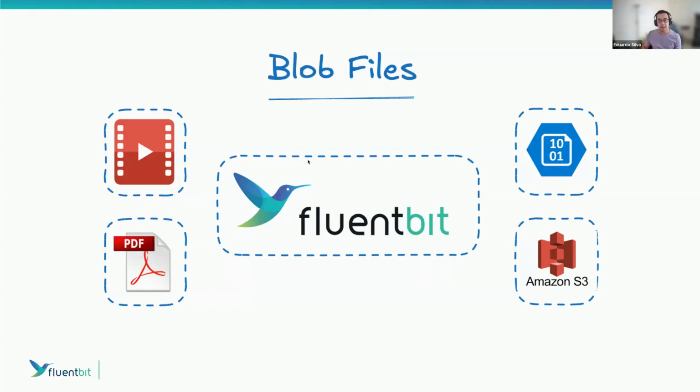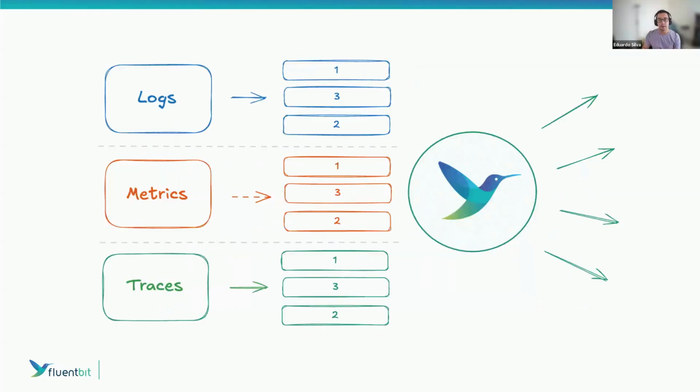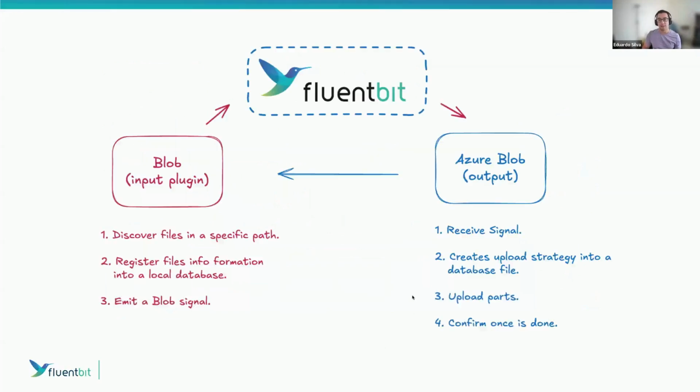Today we support blob files for Azure Blob, and we're going to launch shortly, in a few weeks, the same support but for Amazon S3. So now you will be able to use Fluent Bit to send data to S3 and Azure Blob, considering that those are big files, by using the Blob mechanism, which is different than the others that you're used to. When you send logs, metrics, and traces, the order doesn't matter that much, and the same for the other signals, but here it's different.